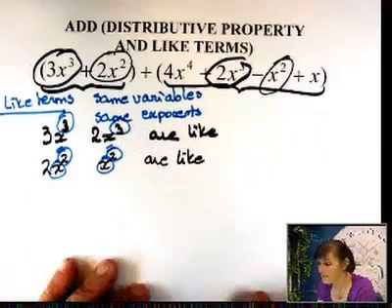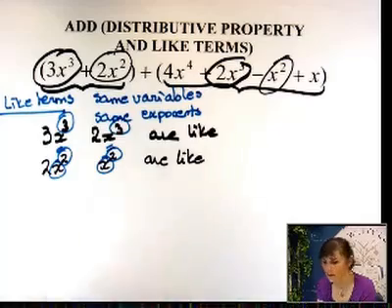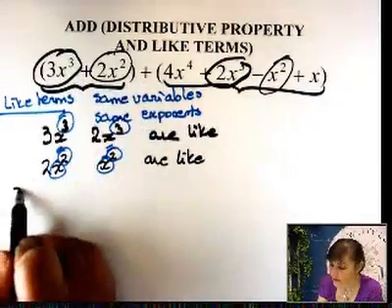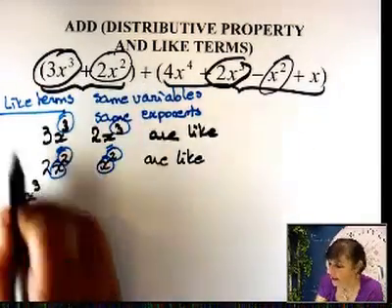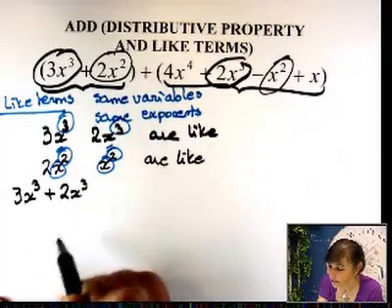So what does that mean? When I add the like terms, I can group them together. So let's say I have 3x cubed, and since this one is like, I can put them together.